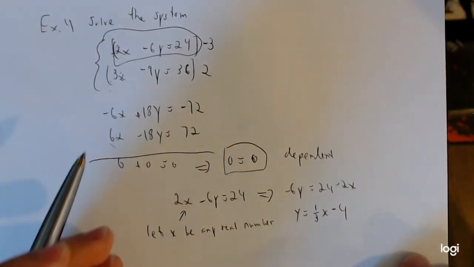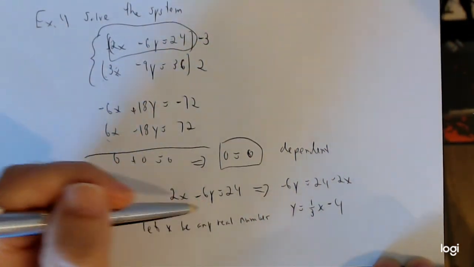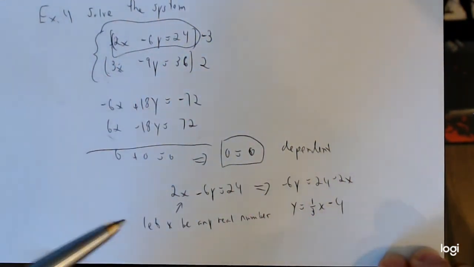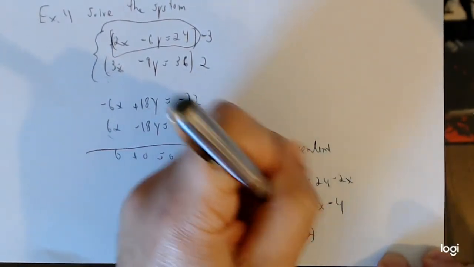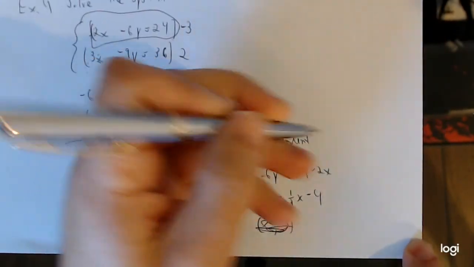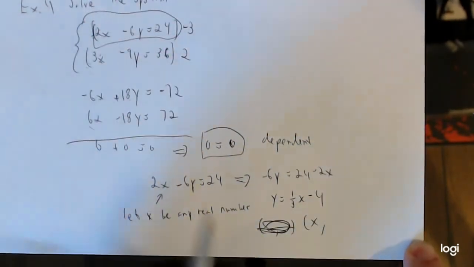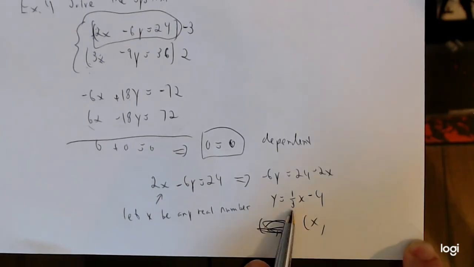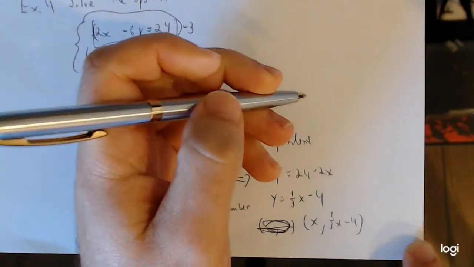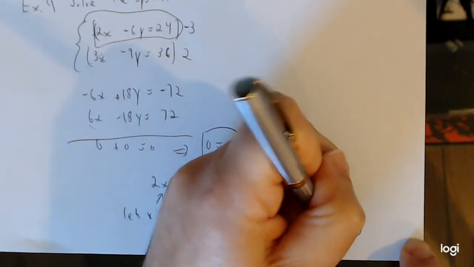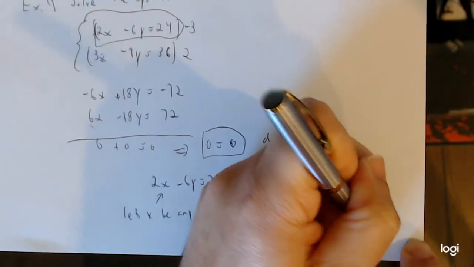So the correct way of showing that this has infinitely many solutions is we're saying, look, all the points I want are these. It'll be, and maybe I should actually leave some more space, x, comma, and that's my x component, and my y component would be what? 1/3 x minus 4. And then if you want, you could also say x is any real number.